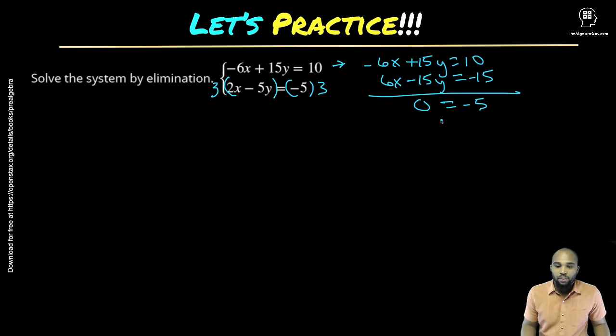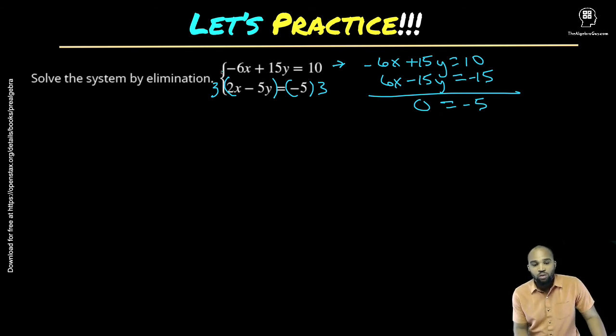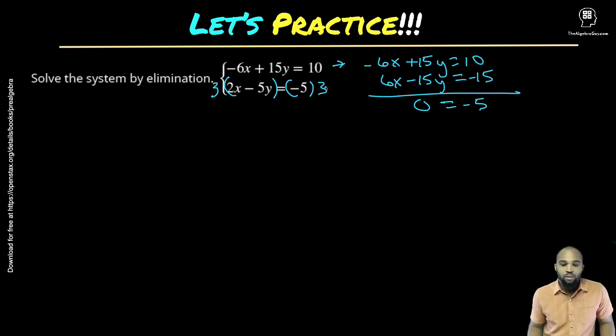So why did this happen? This happened because when you write out these lines in slope-intercept form, they have the same slope but different y-intercepts. So this is going to have no solutions. These are never going to be equal, as opposed to the other one that was always equal. These are going to have no solutions at all.